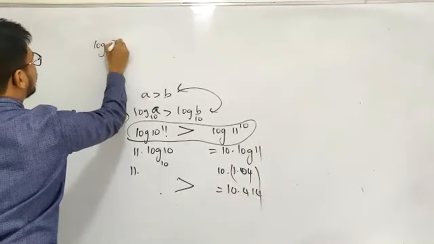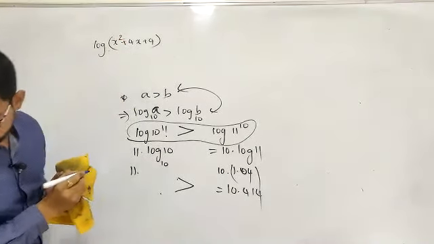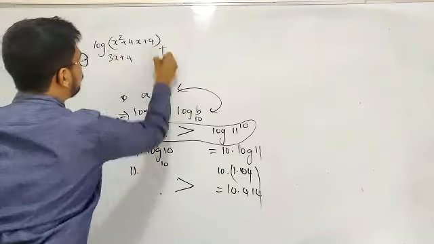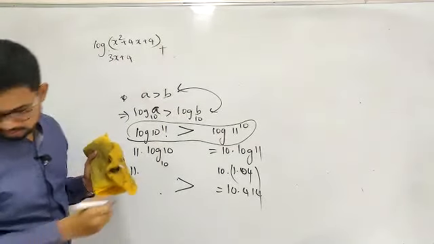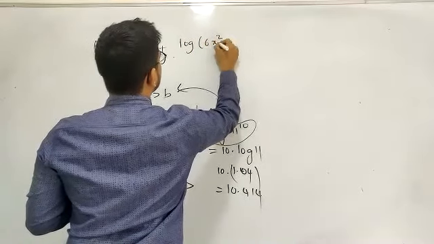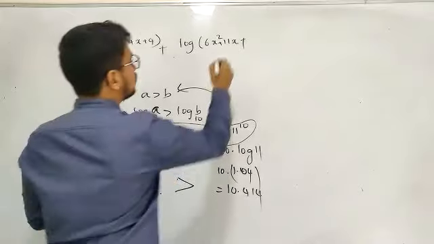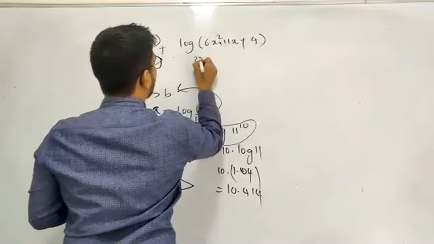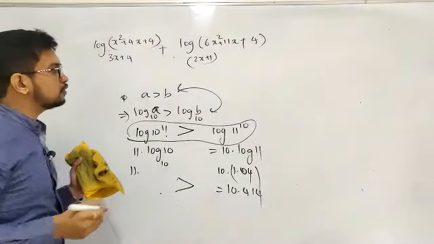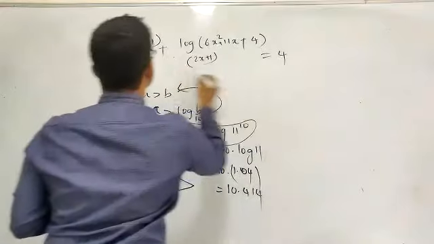Log of x square plus 4x plus 4 to the base of 3x plus 4, plus log of 6x square plus 11x plus 4 to the base of 2x plus 1, is equal to 4. Solve.